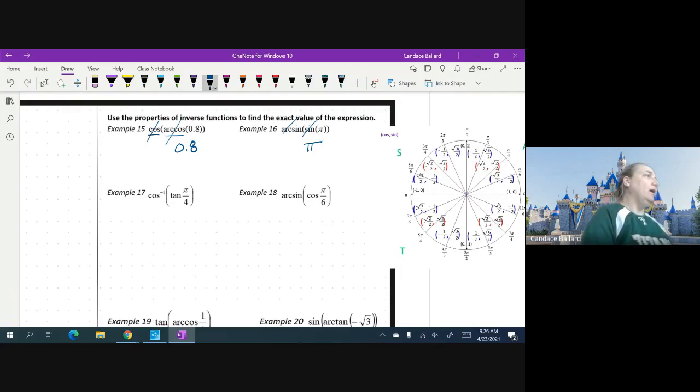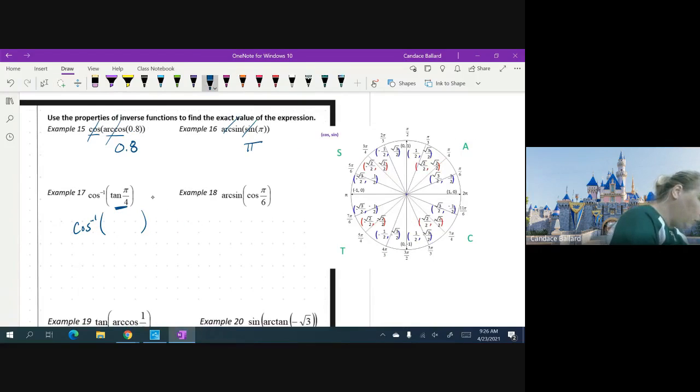Okay. Notice it's a cosine inverse or an arc cosine with a tangent. All right. So these are going to work a little bit differently. So I'm going to do what's inside the parentheses first, just like we always would. Okay. So tangent of pi over 4. So I'm going to go to my unit circle. I'm going to keep the arc cosine or the cosine inverse. I'm going to go to the tangent of pi over 4.